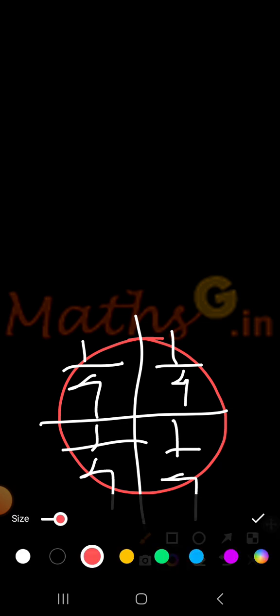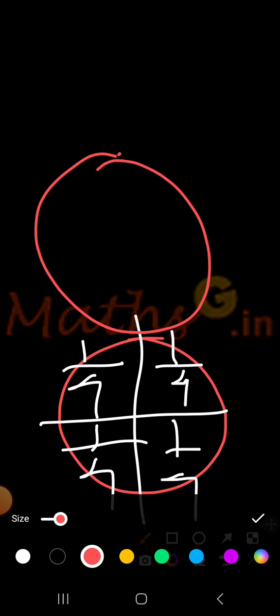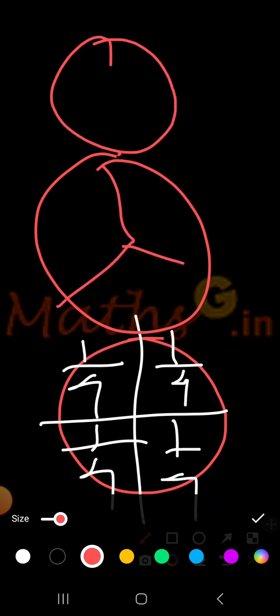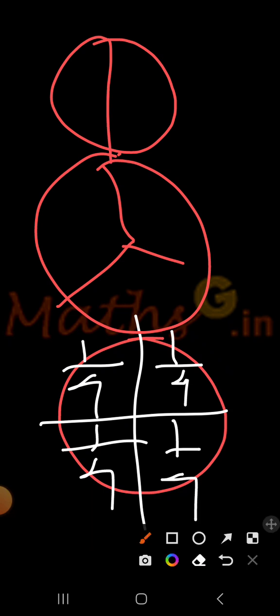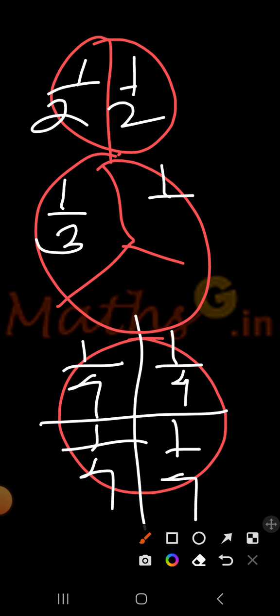So what we were discussing is that, I missed drawing that diagram, so I'm drawing them once again. 1 by 2, 1 by 2, not 3. This is 1 by 3. This is 1/3 as we say in English, and 1 by 3 in mathematics.